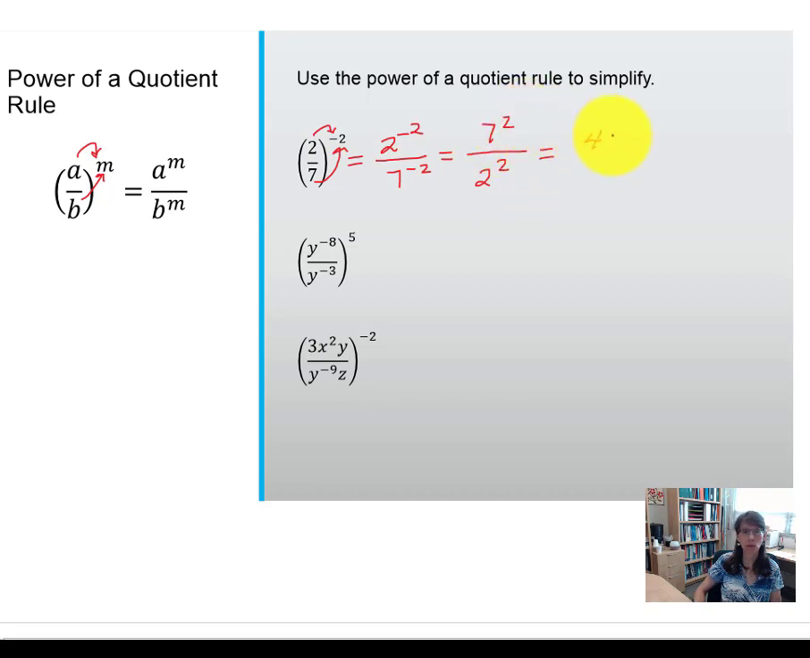7 squared would be 49, and 2 squared makes 4. Do 49 and 4 have any common factors? If not, that's the answer.